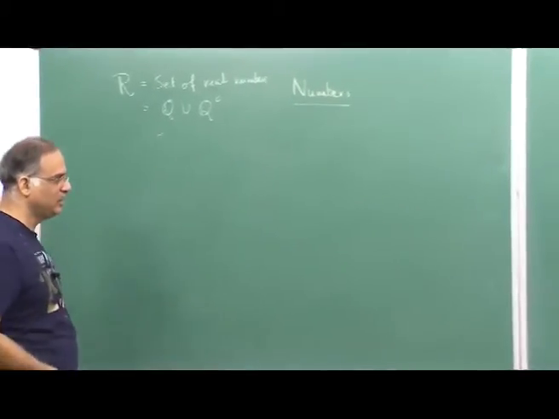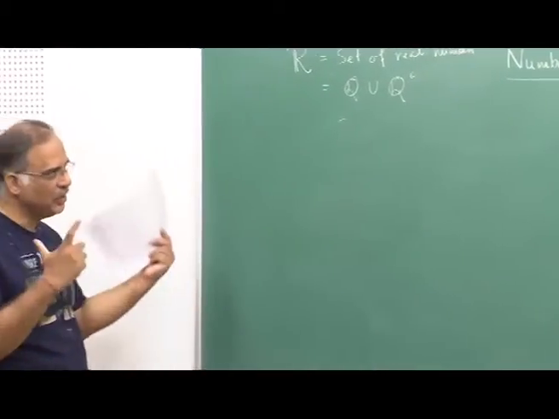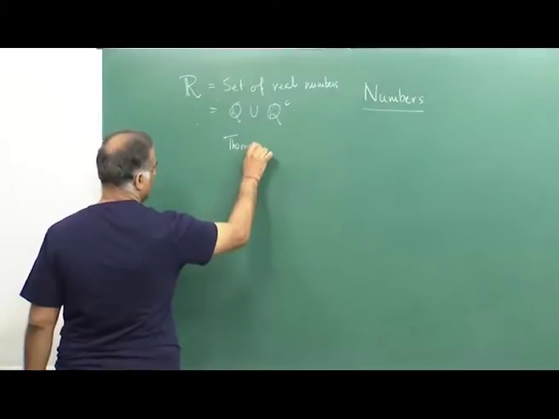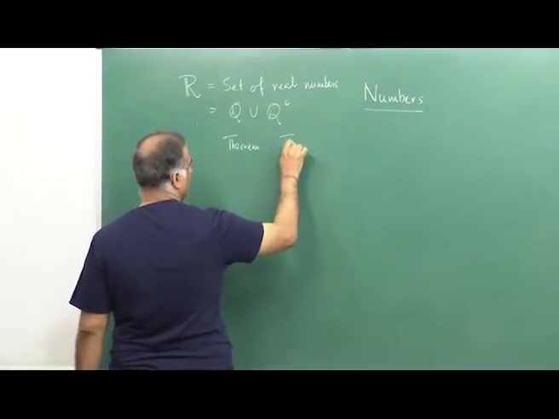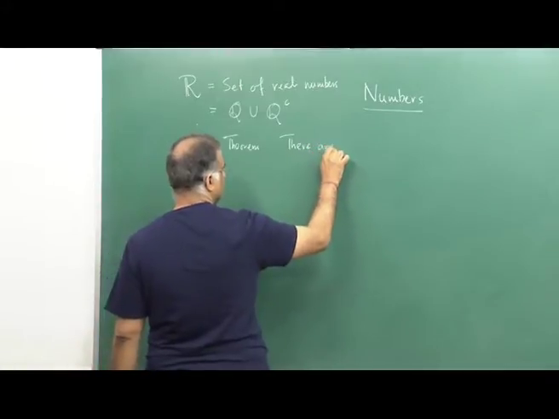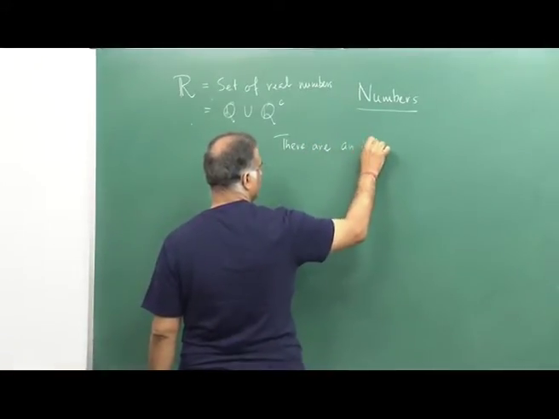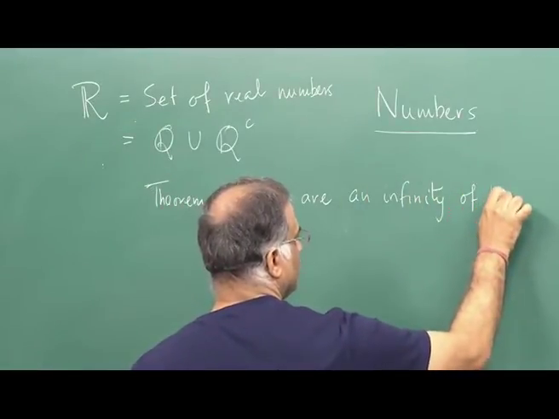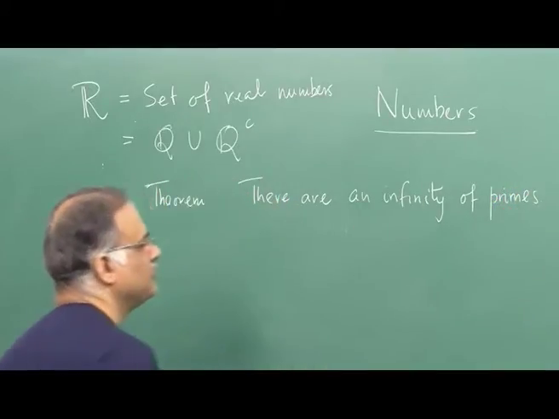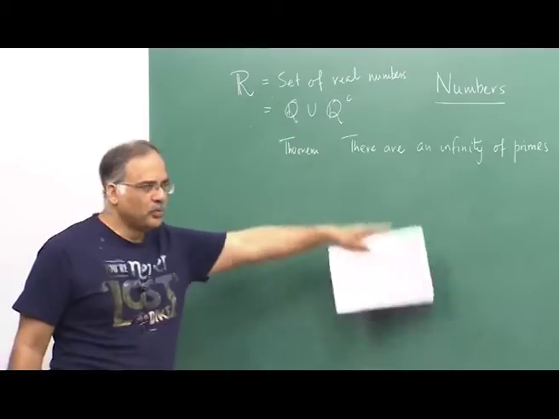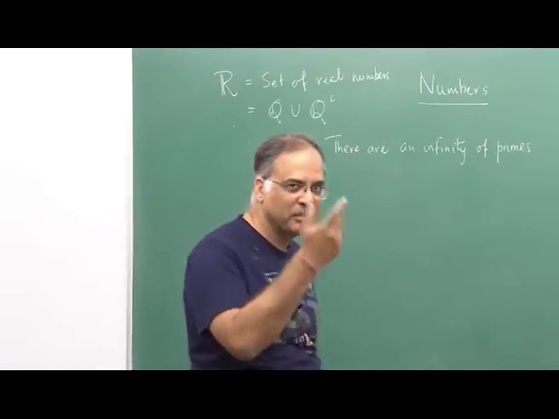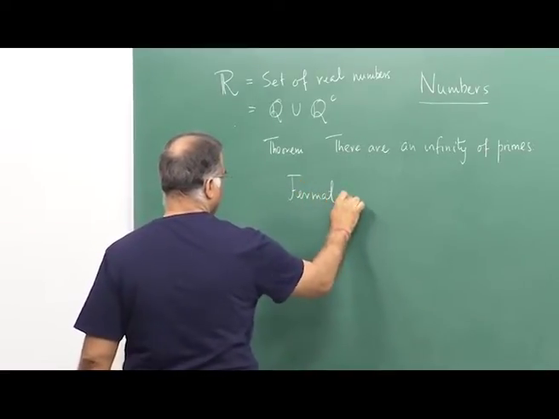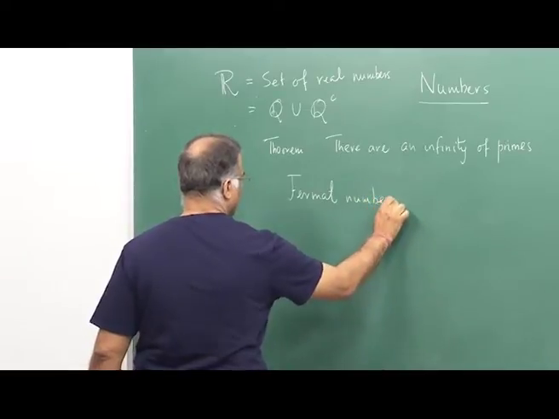So, here is our first theorem. Because we are doing mathematics, we have to come into the structure of the subject, and our first theorem is that there are an infinity of primes. To do this proof, we will take the help of something called Fermat numbers. A Fermat number is a number, so we are doing a proof.